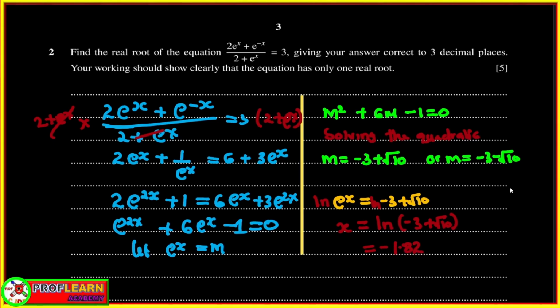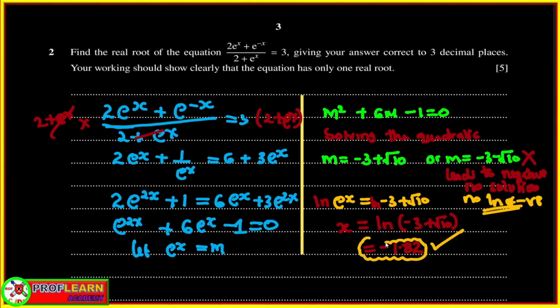and this is going to be -1.82. But in the second case, if we say e raised to power x equals -3 minus root 10, we are going to introduce ln in order to find the value of x, but you cannot find a log of a negative number. So in that case, we are going to say no solution. So we are going to stop here and say the answer is -1.82.